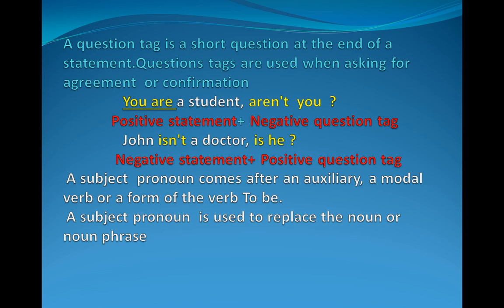So, the first example, you are a student, aren't you? So you here is a subject pronoun that comes after the verb to be. Are is the simple present of the verb to be. In the second example, John isn't a doctor, is he? So he here, as a subject pronoun, is used to replace John or the noun. So we cannot say John isn't a doctor, is John? We'd rather say is he?